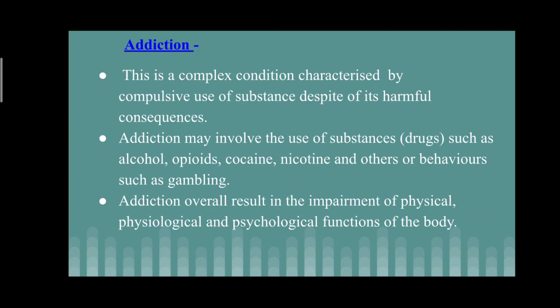Then addiction. Actually, addiction is a complex condition. व्यसनाधीन कशी होतात लोक, आणि ते व्यसन म्हणजे काय, तर this is a complex condition characterized by compulsive use of substance despite its harmful consequences. Addiction may involve the use of substances, that is drugs such as alcohol, opioids, cocaine, nicotine, and others, or behaviors such as gambling. Addiction overall results in the impairment of physical, physiological, and psychological functions of the body.